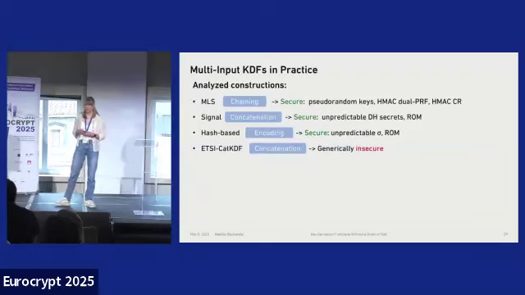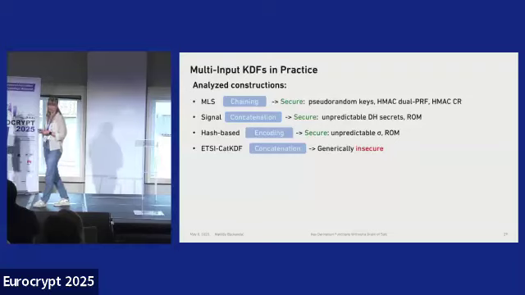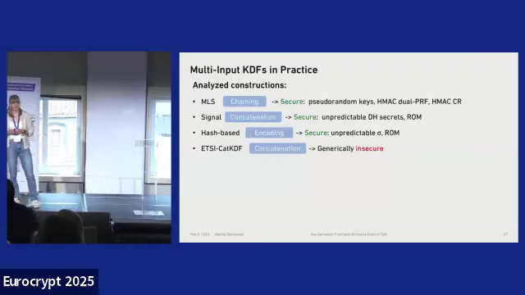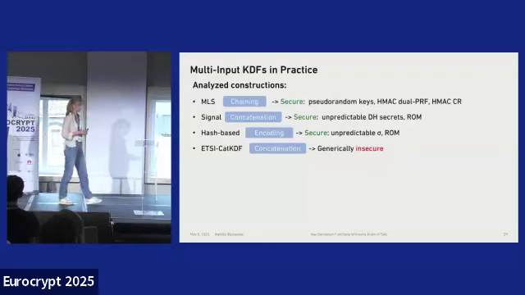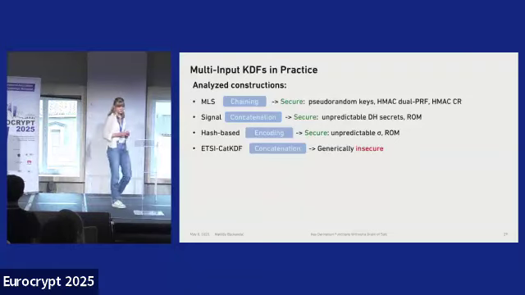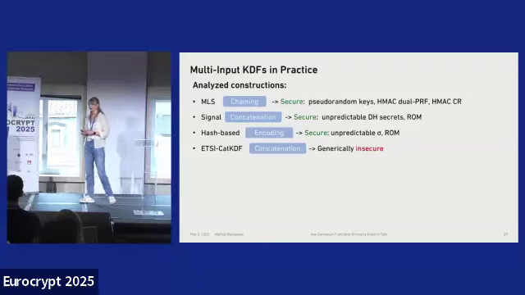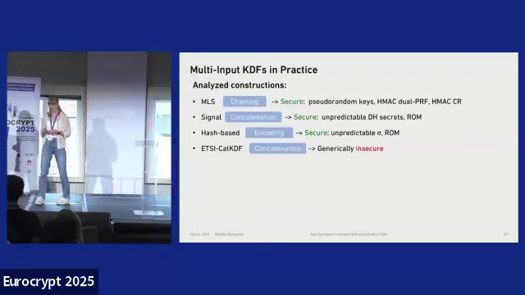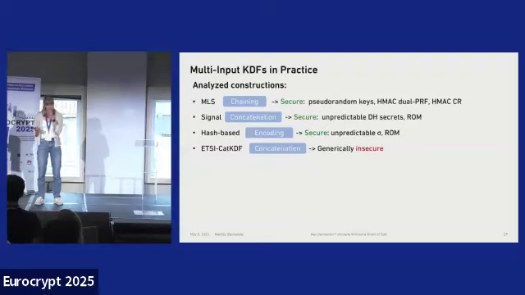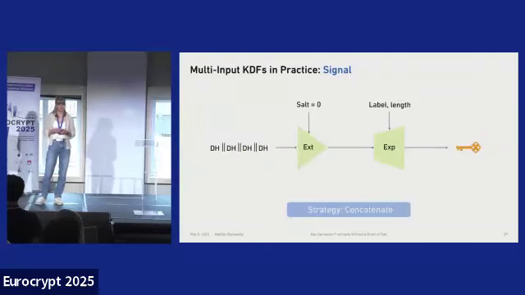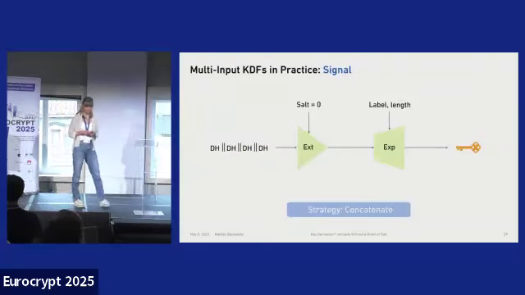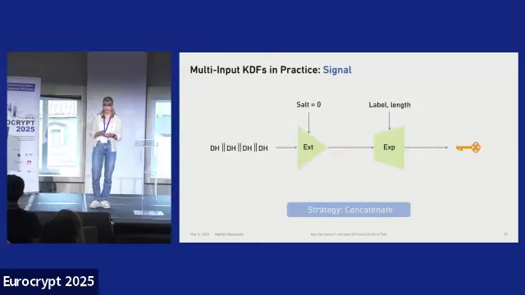Finally, we looked at another proposal for a concatenation-based KDF by the European Telecommunications Standards Institute, ETSI, and we call this KDF ETSI-CAT KDF. And we were able to show that this KDF is generically insecure as an NKDF. So let's take a look at how ETSI does things. Just to recall, this is what Signal looks like, concatenating the Diffie-Hellman inputs.